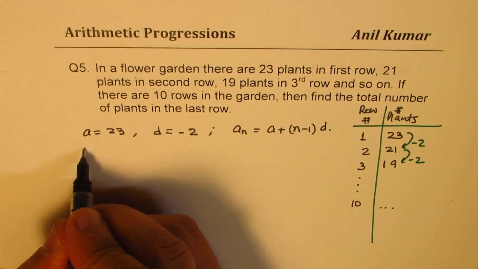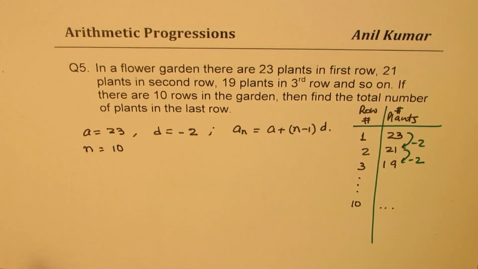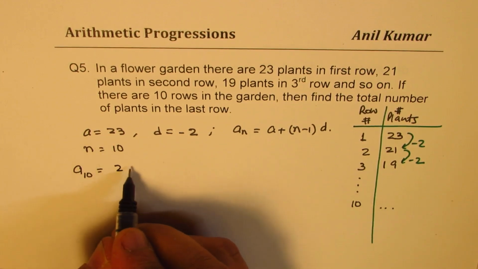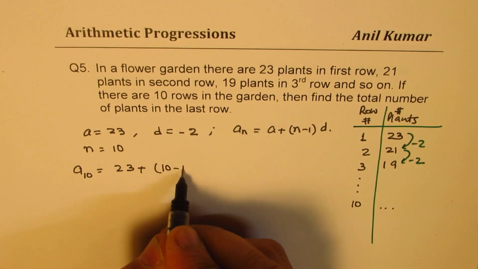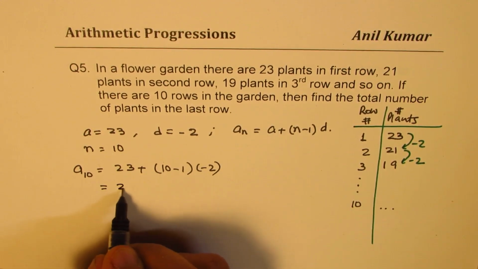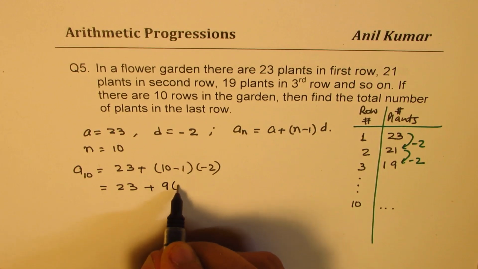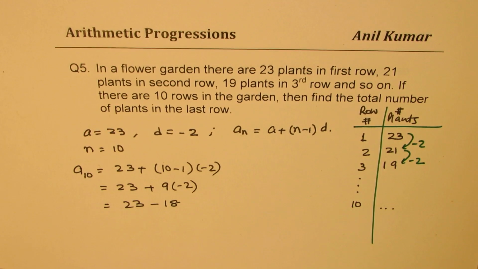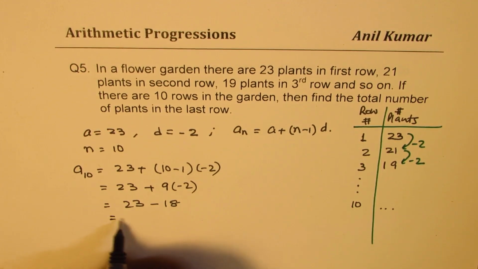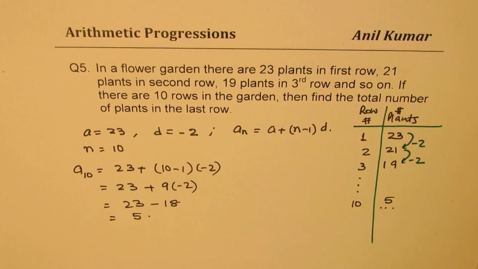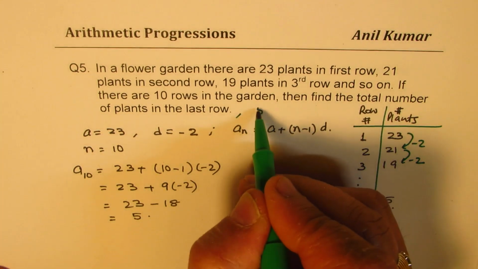In this case, we want to find the 10th term. So n equals 10. So the 10th term will be 23 plus (10 minus 1) times minus 2, right? You need to calculate this to find the answer. So which is 23 plus 9 times minus 2, or 23 minus 18, right? So 23 minus 18 gives you a value of 5. So in the last row, there should be 5 plants, correct? So that is our answer. In the last row, there will be 5 plants.